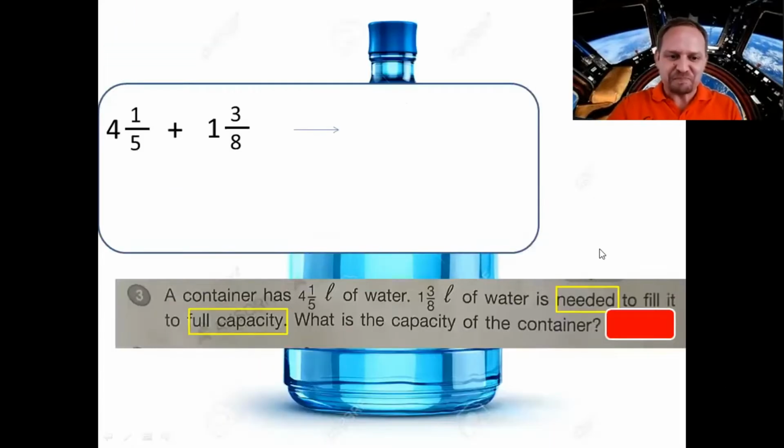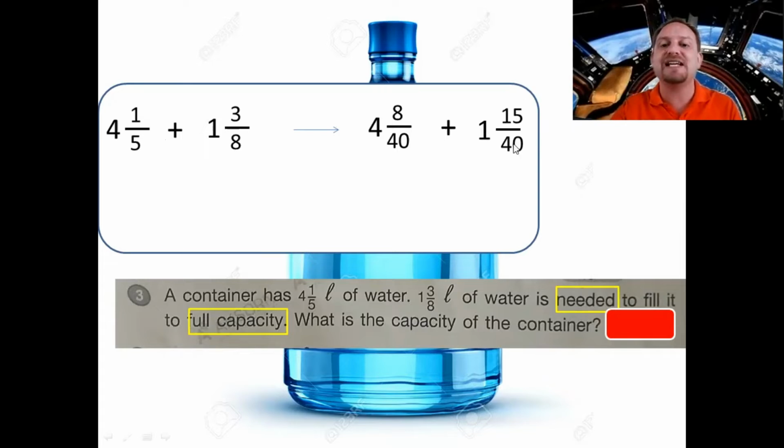Question 3. It said a container has 4 and 1 over 5 liters of water. 1 and 3 over 8 liters of water is needed to fill it to full capacity. What is the capacity of the container? Okay, so it's telling us we need to add 1 and 3 over 8 liters to 4 and 1 over 5. We change the denominator again to the number 40. Okay, that gives us 4 and 8 over 40 plus 1 and 15 over 40, which gives us a total of 5 and 23 over 40 liters. Okay, good.